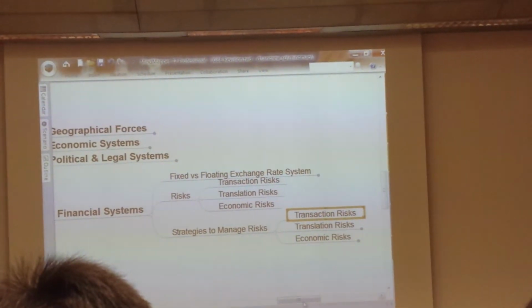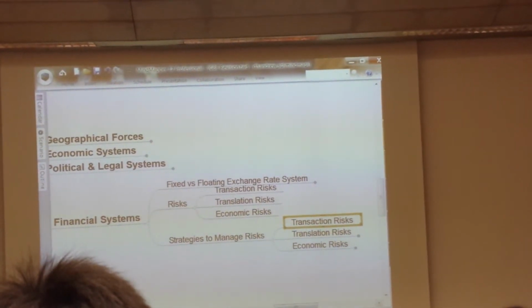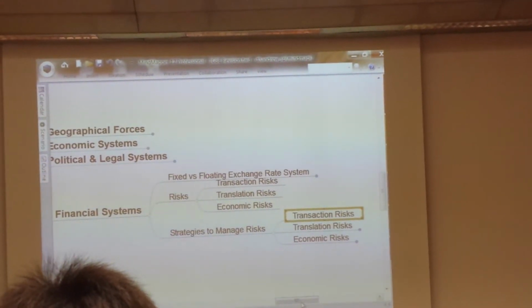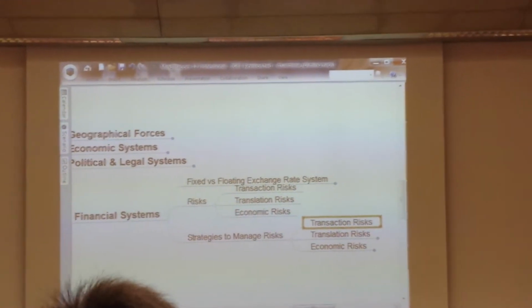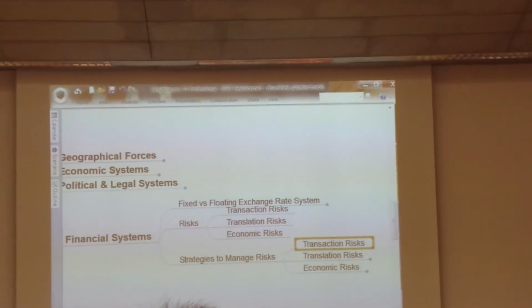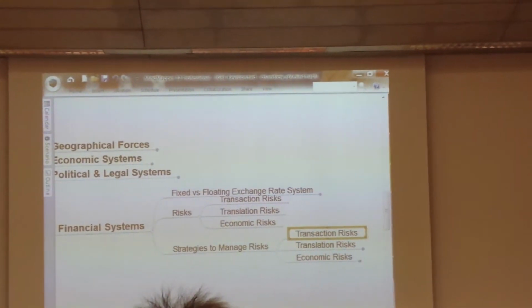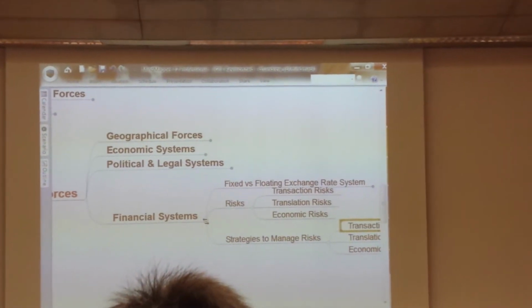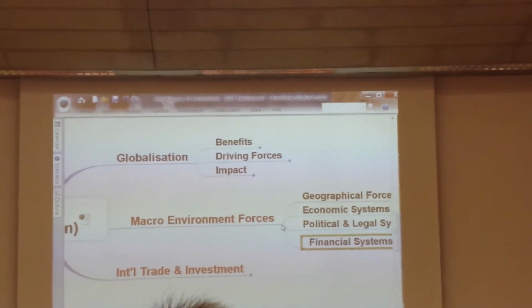Okay? Follow or lost? Basically, what I've just gone through are the macro environmental forces. Forces at work, financially, politically, economically. These are the factors that affect businesses. Right? External factors. Okay, yeah? One big part done.